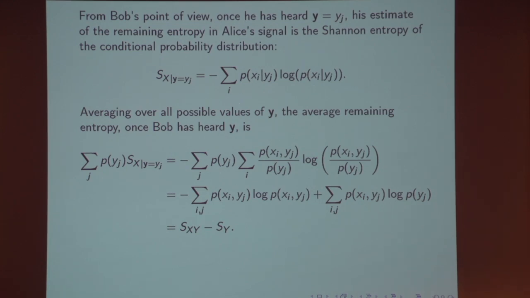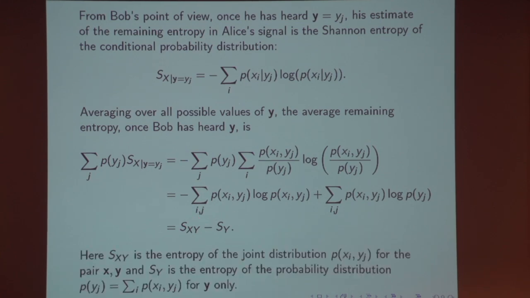So from Bob's point of view, the entropy that remains in Alice's signal, once he's heard whatever he's going to hear, is the entropy of the joint distribution minus the entropy of Bob's observed distribution. As I said, S of xy is the entropy of the joint distribution, and S of y is the entropy of the probability distribution for Bob's observable, which is gotten by summing over i, where the sum over i, in this term, will produce P of y.